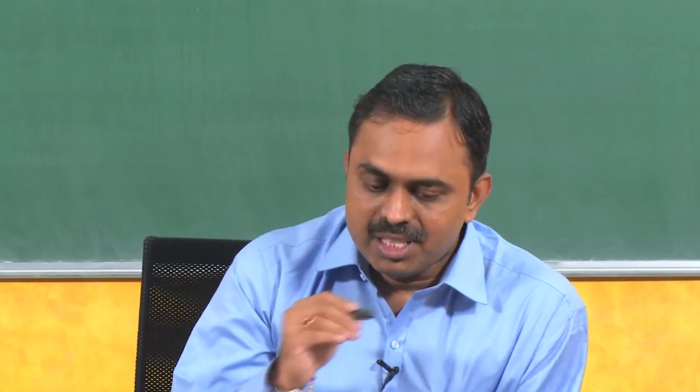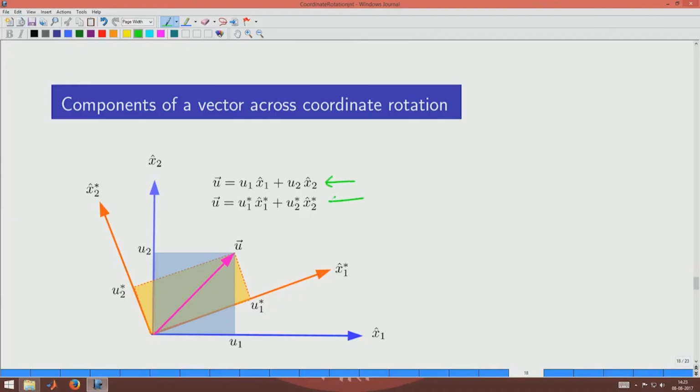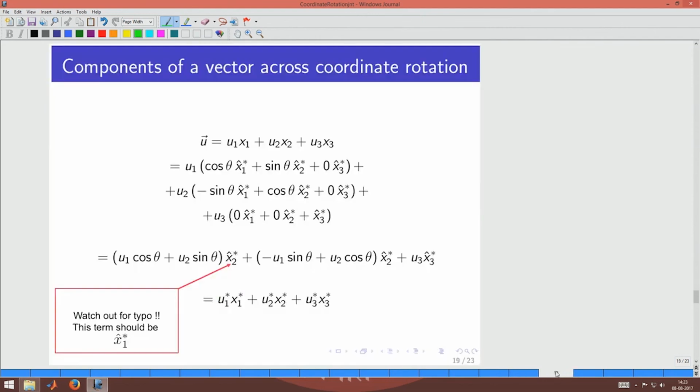So, this is the principle behind writing this expression, and let us go through the small algebra behind it. It is identical to what we have done with the unit vector. So, let us look at the elements. These are the two expressions we have taken. We have taken a 2D situation and this angle theta exactly like what we did in the previous exercise. So, to know how the elements u1, u2 are written in terms of u1 star and u2 star, what we do is as follows.